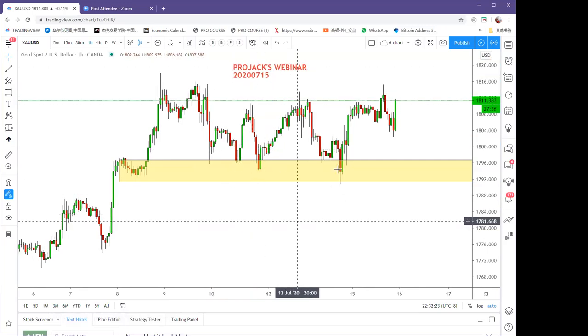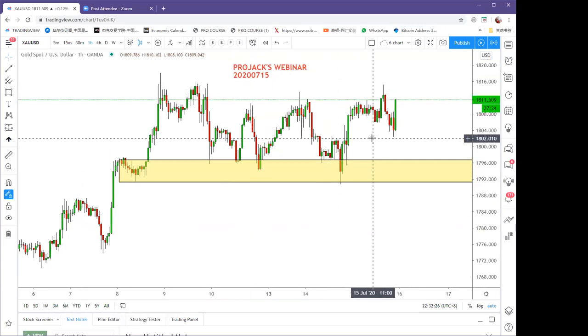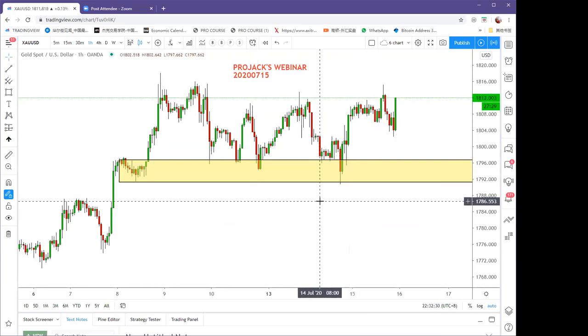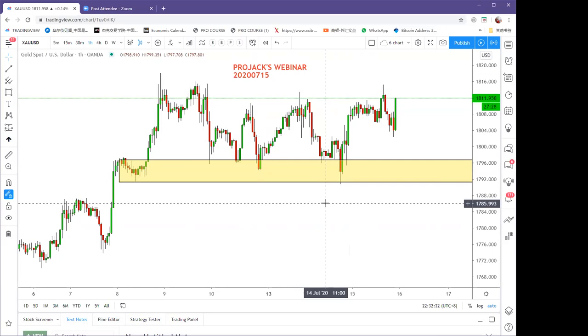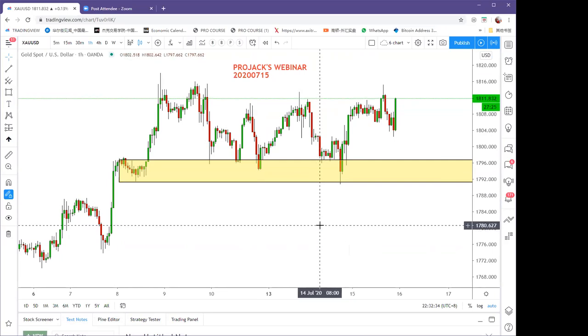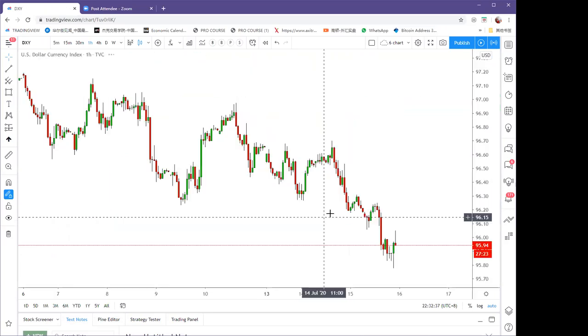Okay, so today we're going to cover the topic of why I think the dollar is going to be bearish. I have been mentioning this for a very long time. So first of all, let's check the dollar index.